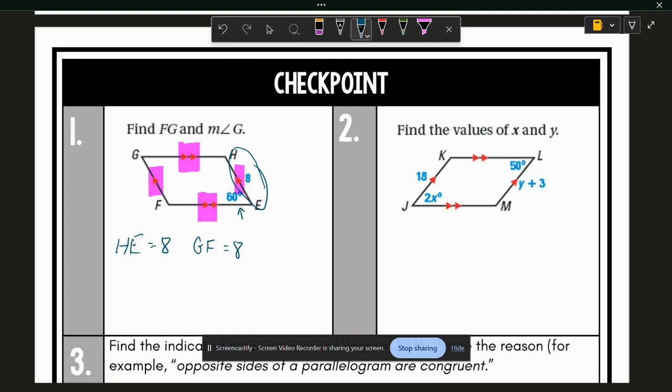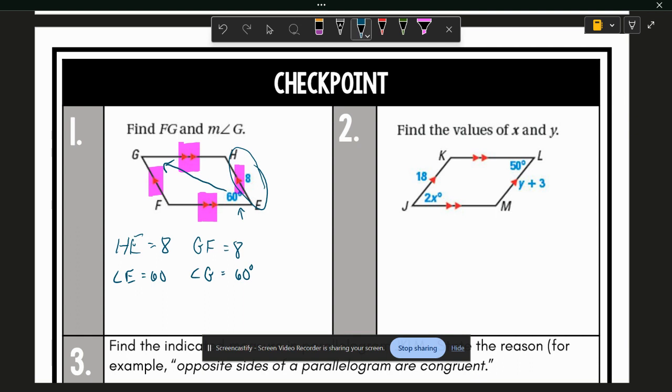Because this angle E is 60 and the opposite angle is angle G, G would also be 60 degrees. And that's how we're able to find those angles. Now, if they wanted to ask us what angle F was or angle H, we just subtract from 180. So 180 minus 60, we get 120 for angle F or H. If they asked us for FE or GH, however, we would not be able to give them those sides because we don't have a measure.